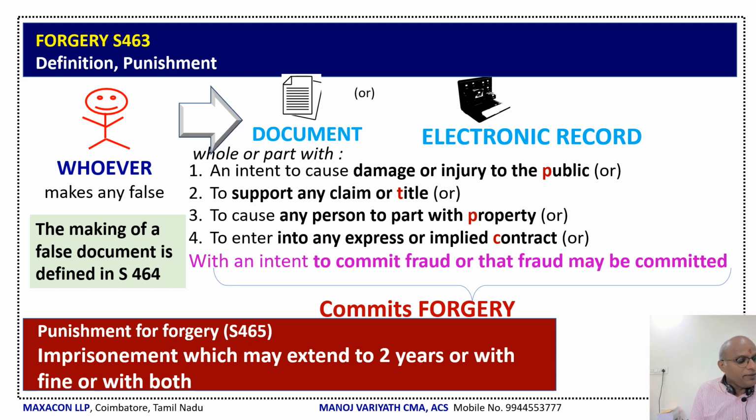So in forgery, you need to understand, one, somebody has to make a false document or false electronic record. In it, there are around four purposes: either to cause damage or injury to the public, second, or any person to part with the property, or any person to enter into an express or implied contract, all with an intent to commit fraud. That is what we say as forgery.